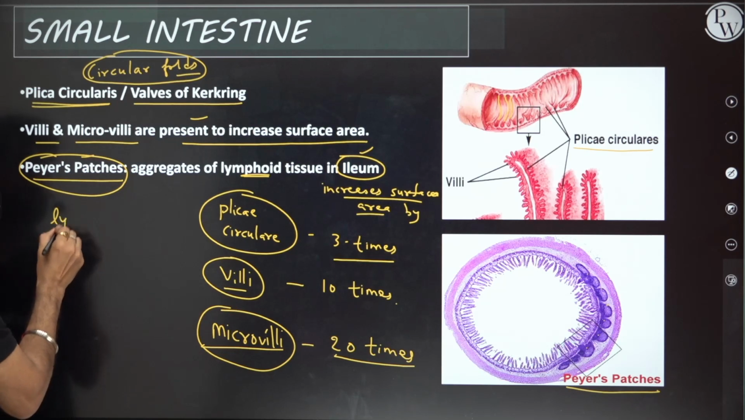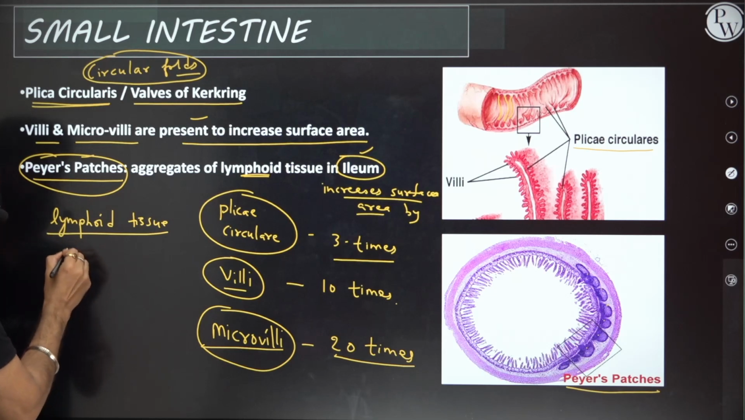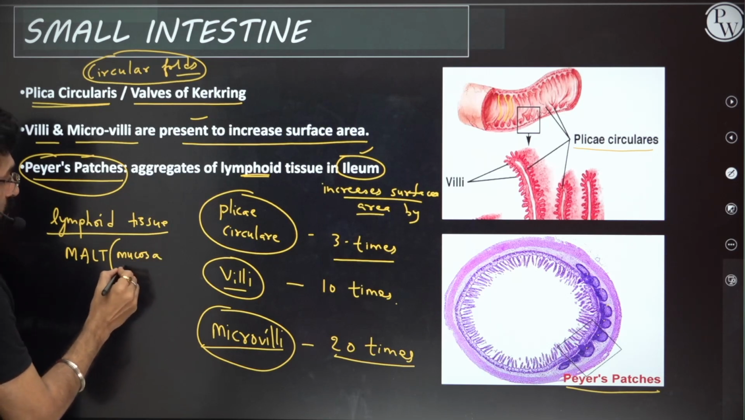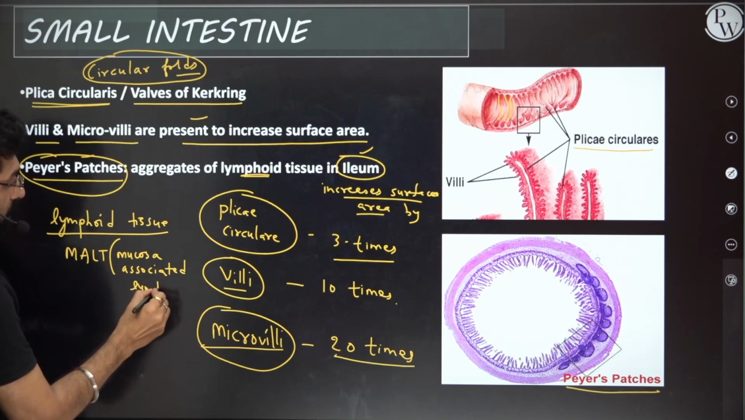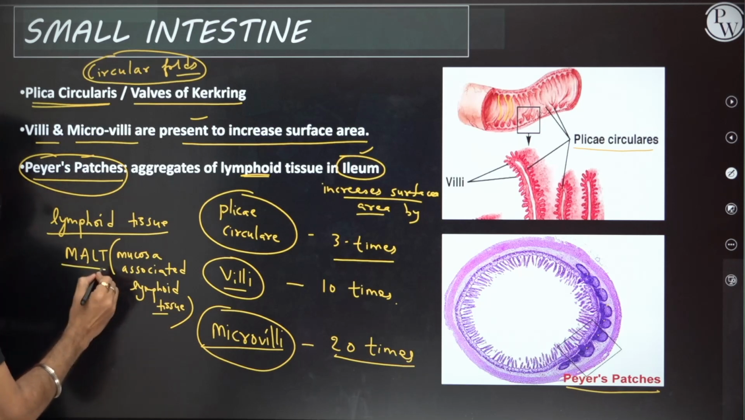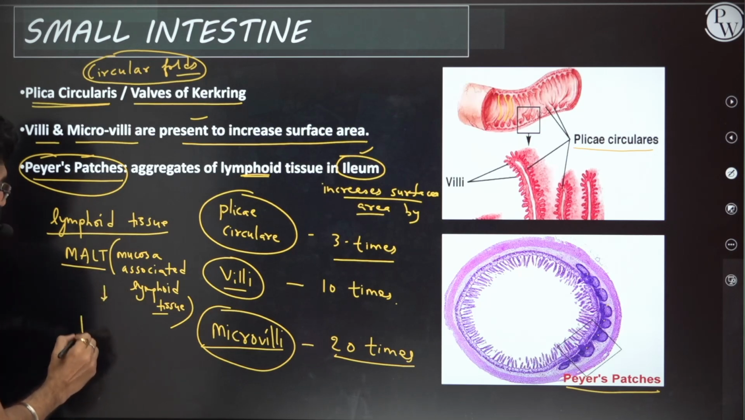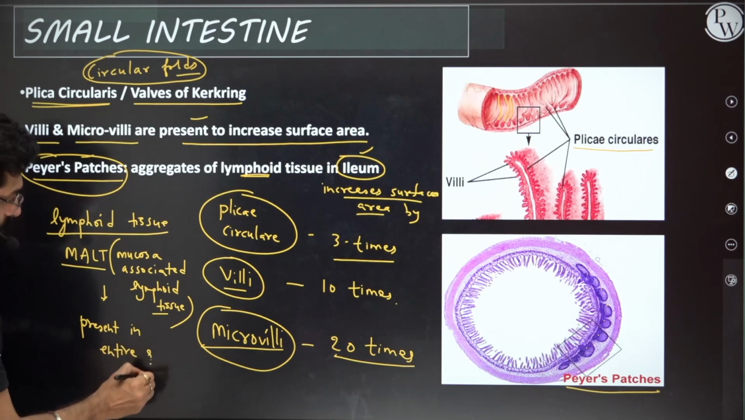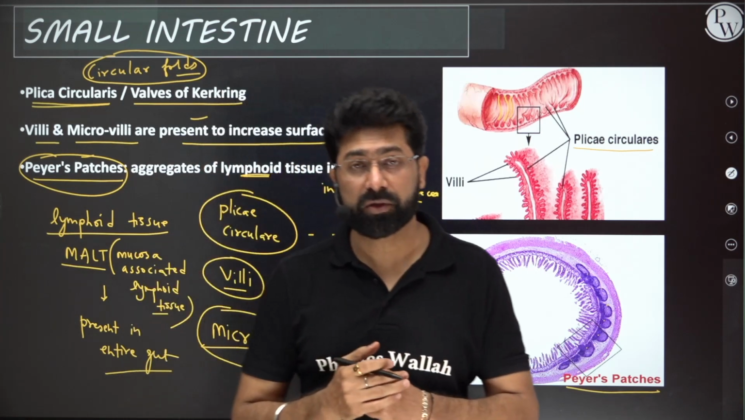So lymphoid tissue, that is MALT, mucosa associated lymphoid tissue. Okay, this is very important. This forms around 50% of your immune system. So mucosa associated lymphoid tissue is the MALT, present in the entire gut. Is it okay with you? Is it clear now?